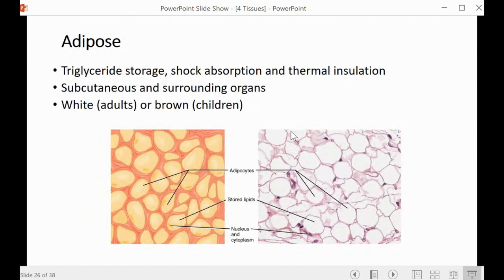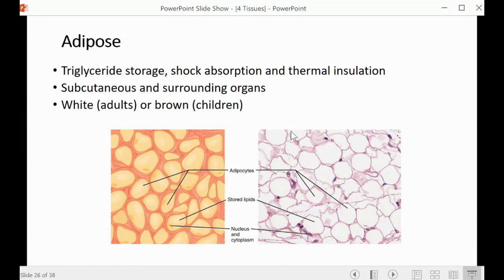Adipose tissue. Adipose, again, is a fancy name for fat. Okay, and so this is where we're going to store our triglycerides. Remember, we already talked about triglycerides a couple weeks ago. So triglyceride storage, it's going to be stored here. All those triglycerides are stored up lipids, and it helps with shock absorption and then thermal insulation. It's also going to be found in the subcutaneous layer, that means under the skin, and then our surrounding organs.